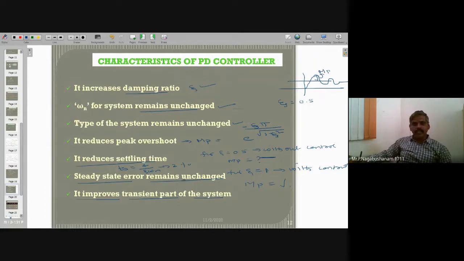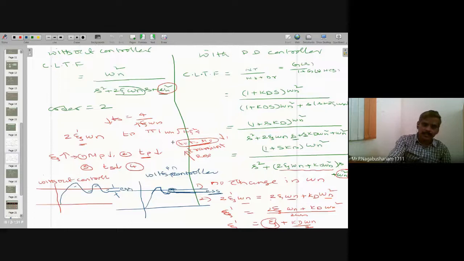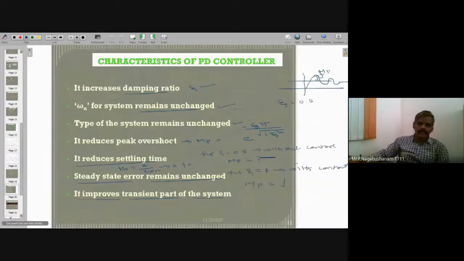If I give a single statement without giving all this derivation, then saying the PD controller will improve the transient response without affecting the steady state response is meaningless. These are all derivations. To explain all these steps, I used 2 slides.